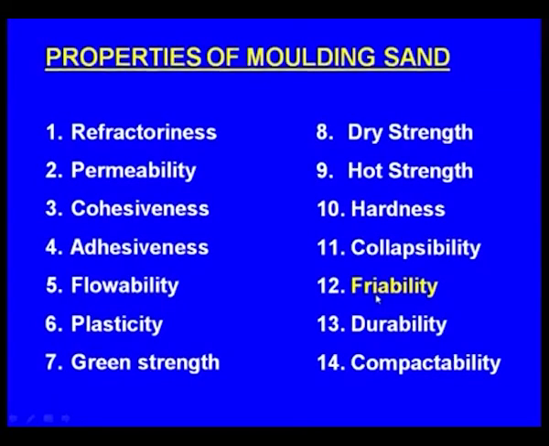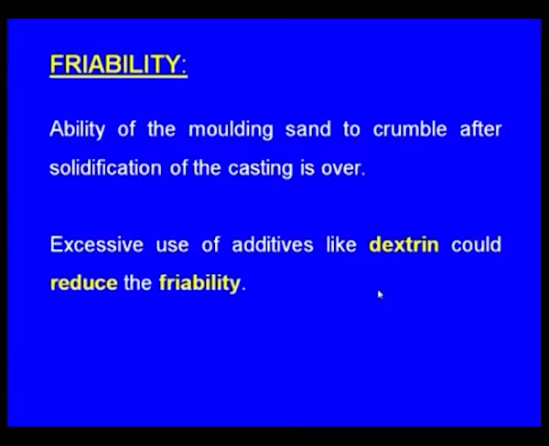Next property is the friability. What is this friability? It is the ability of the moulding sand to crumble after solidification of the casting is over. Just now we have seen the collapsibility, and collapsibility looks similar to the friability. Collapsibility generally refers to the mould. If we are able to break the mould into two pieces, then it has good collapsibility. Once we make it into two or three pieces, yes, we can take the casting outside.